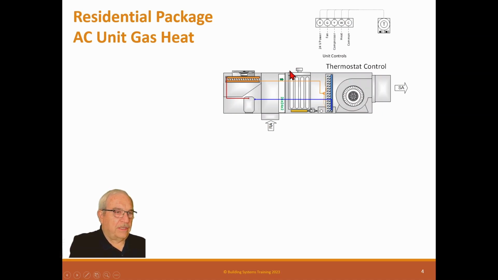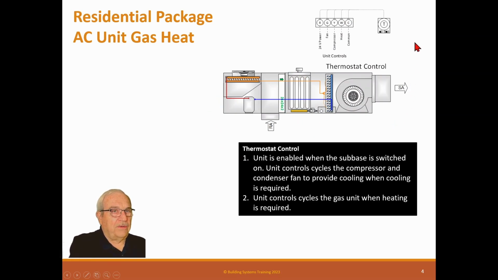Fifteen years ago, it was like $250. Might be $400 nowadays, I'm not sure. But that's how you do that. So regular thermostat control would be: unit is enabled when the subbase is switched on. Unit control cycles the compressor and the condenser fan to provide cooling when cooling is required. Unit control cycles the gas unit when heating is required.